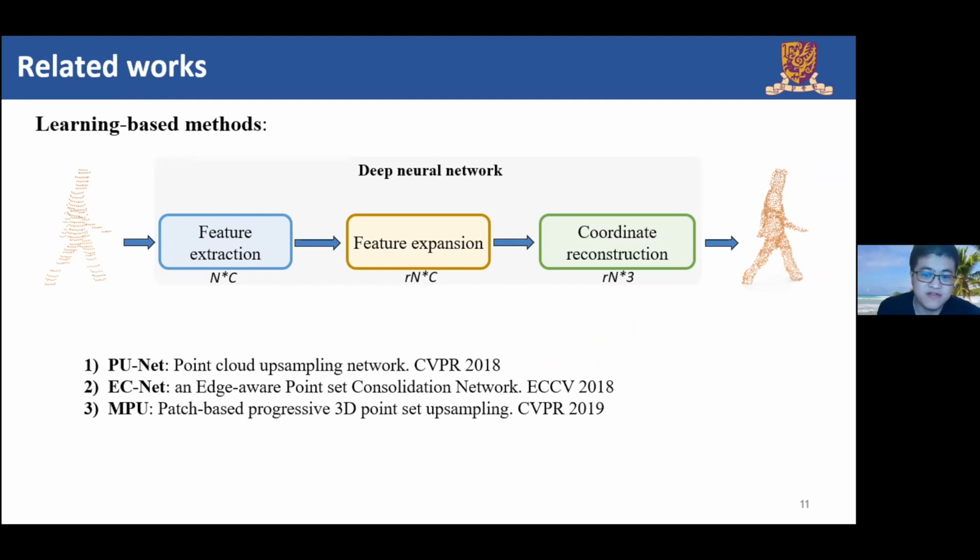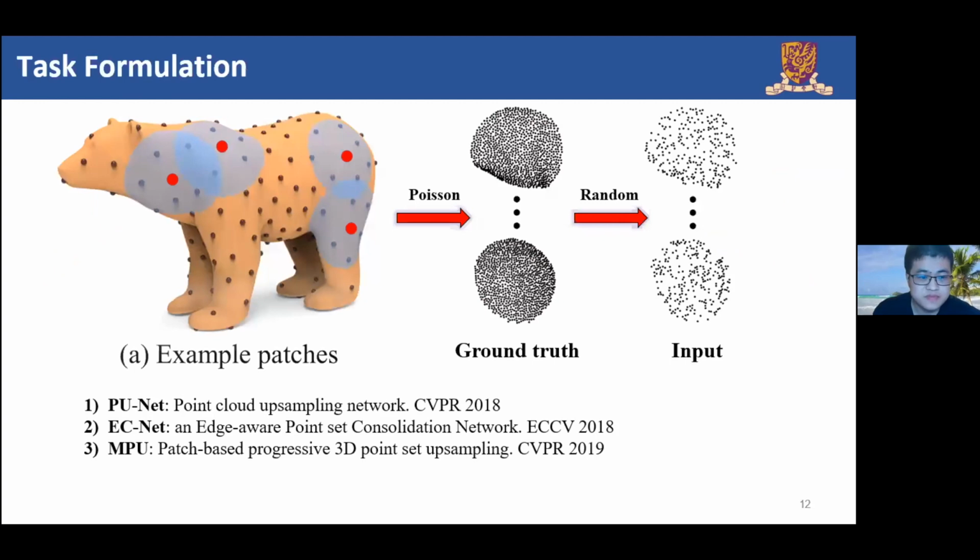Here is a general pipeline for point cloud upsampling. We first extract features from the input point clouds, after that we expand the features, and then we regress the output coordinates. Before we talk about our method, we first elaborate on the task formulation, particularly how to prepare the training data in these learning-based methods. For each model, we crop a lot of small patches and use Poisson disk sampling to generate a uniform point set as our target output. During training, we conduct random sampling from the ground truth to get our sparse input to feed into the network. This formulation makes the upsampling method generalize well.